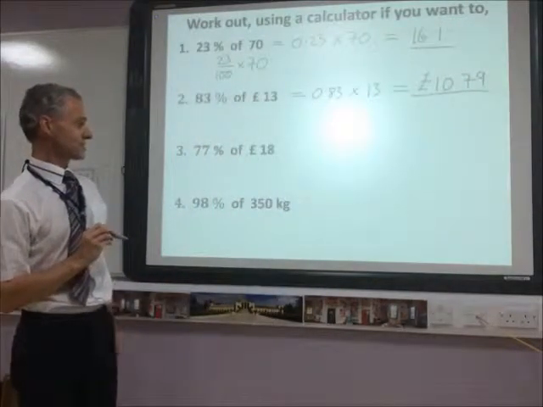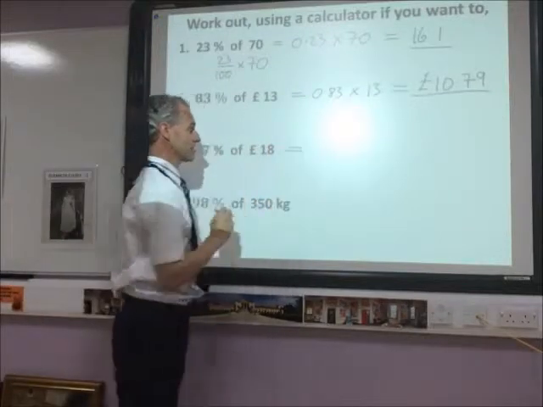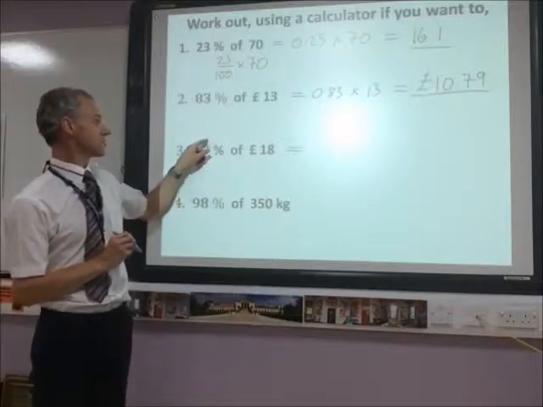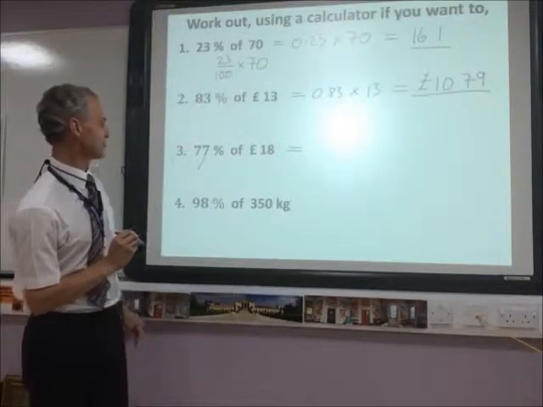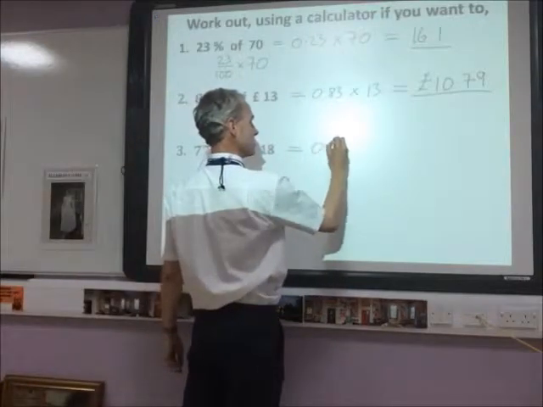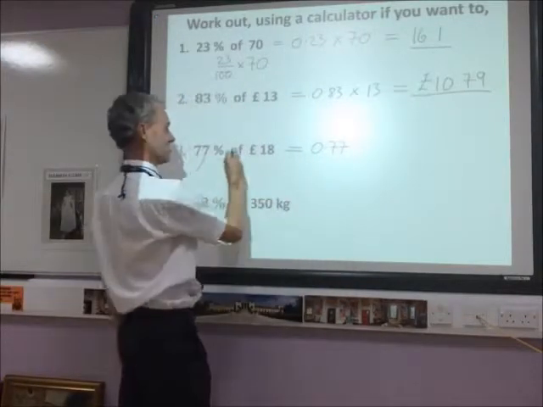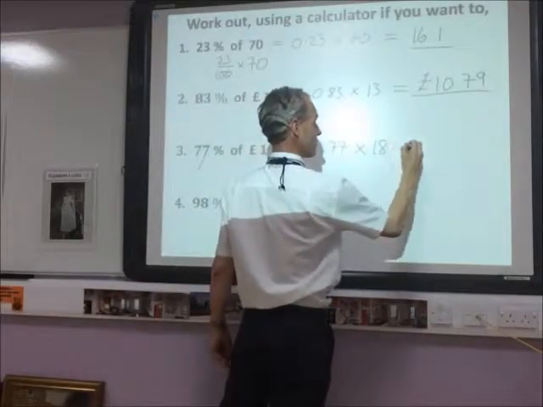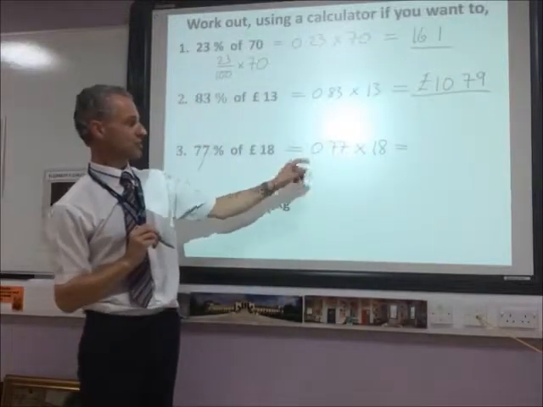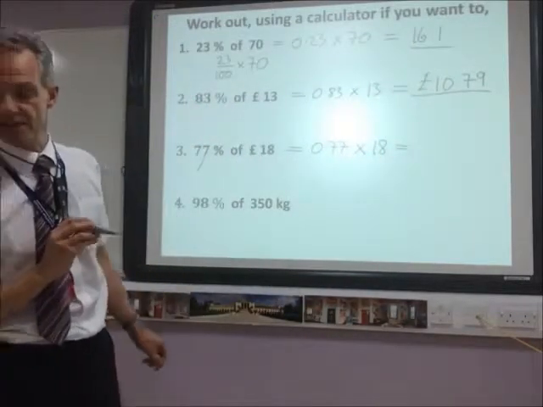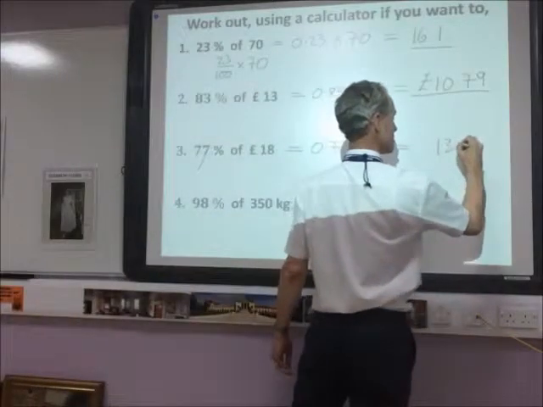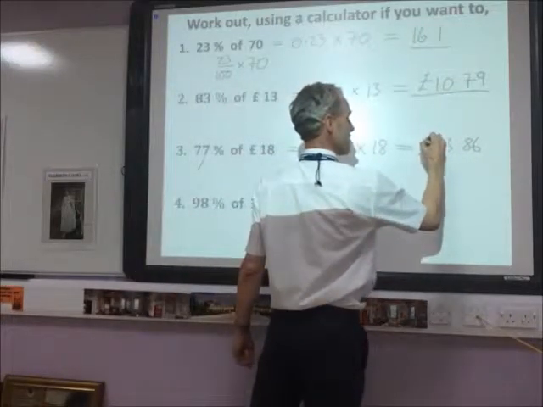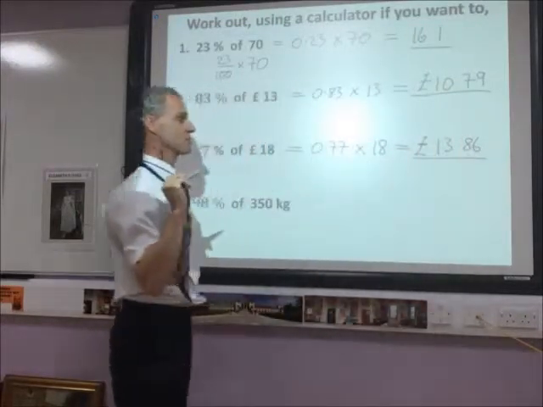Question 3, 77% of £18. Again, I'm going to rewrite that. Instead of 77%, I'm going to divide it by 100 to change it into a decimal, which means moving the decimal point 2 places to the left. So my 77% becomes 0.77. Instead of of, I have a times sign, and I put in my £18. So that's what I press on my calculator, 0.77 times 18, and I'll get 13.86. And again, don't forget the units. In the question it was a pound sign, so I need that in my answer as well, £13.86.